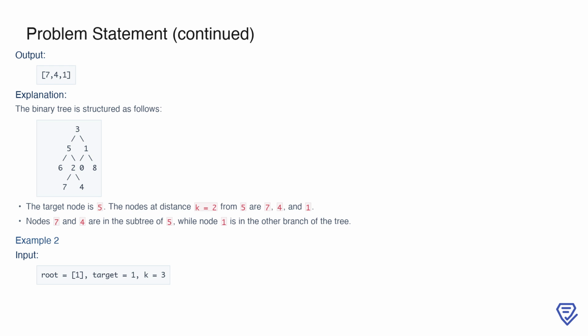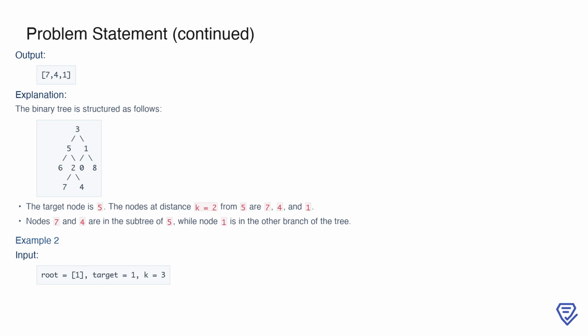Suppose the binary tree is structured as shown, with the root node having a value of 3. Its left child is 5, and its right child is 1. Further, node 5 has children 6 and 2, while node 1 has children 0 and 8. Node 2 itself has children 7 and 4.